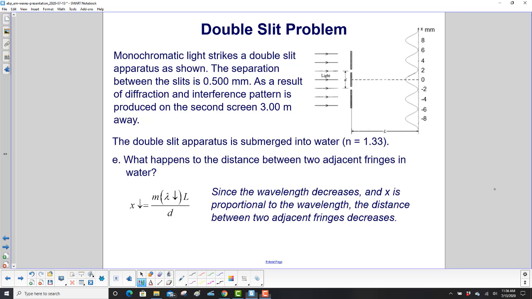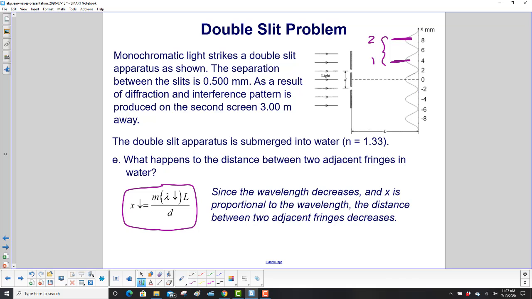What happens to the distance between two adjacent fringes in water? So let's say we have one fringe here, m equals 1, and here's another fringe, m equals 2. We want to know what happens to this distance. Well, we look at our equation that tells us where the fringes are for constructive interference. It's m lambda L over D. m will stay the same when we compare them because it's going to be 0, 1, 2, 3. In this case, m is equal to 1, m is equal to 2. So what we can do is compare m equals 1, where its fringe is, to m equals 1 for the fringe when it's in water.